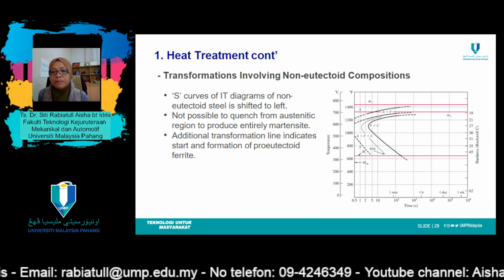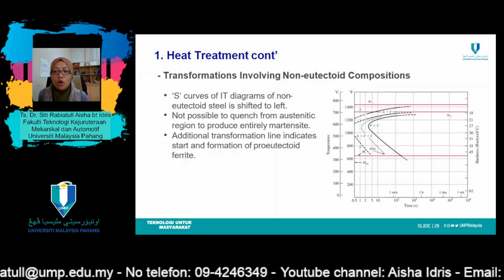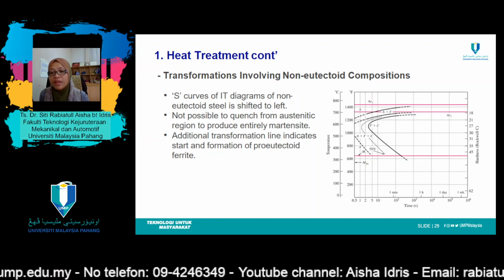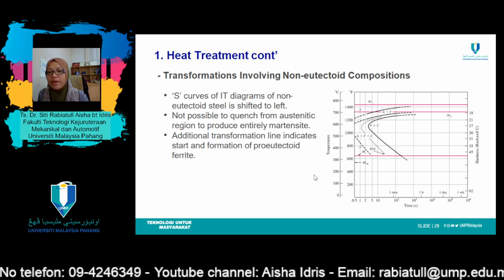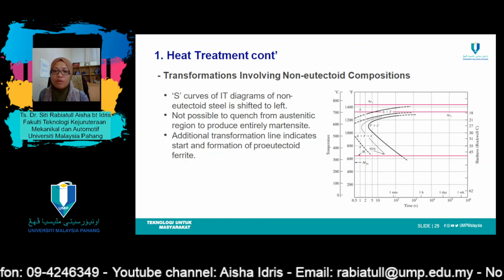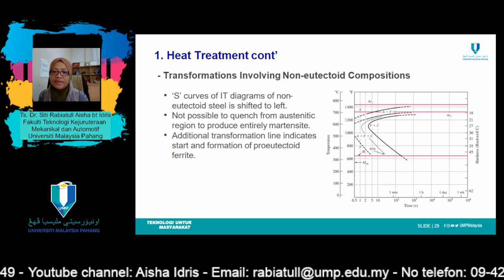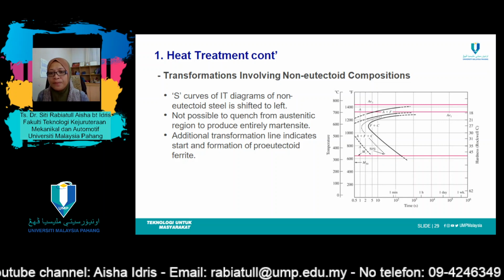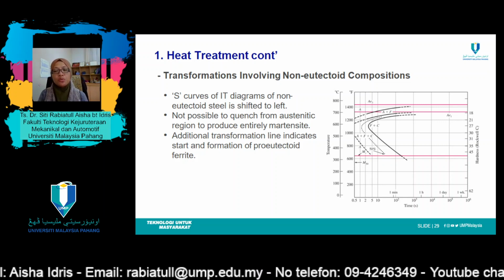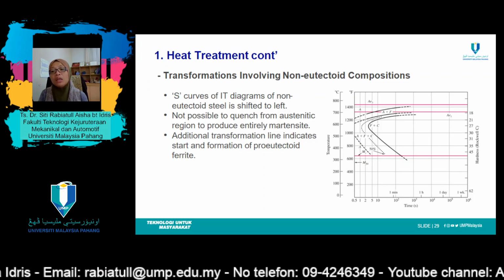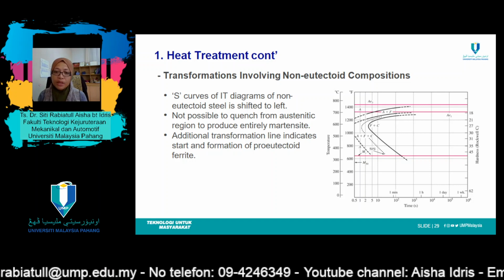For phase transformation involving non-eutectoid composition, the S curve moves to the left. So for this case, it is impossible for us to quench from the austenite region to form martensite phase. That's why we always refer to eutectoid composition only if you want to change the steel into a martensite microstructure.